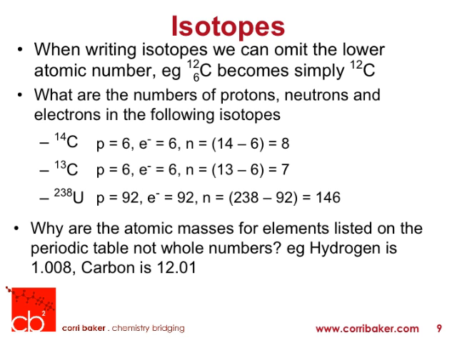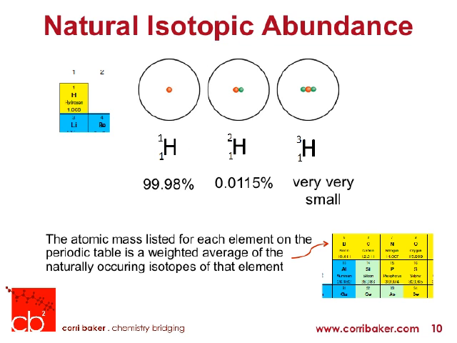So here's a little question. Why are the atomic masses for elements listed on our periodic table not whole numbers? For example, hydrogen is not just 1 and carbon is not 12, it's 12.01. Well, we have to remember that in nature, there are small amounts of these other isotopes, so for carbon, there are small amounts of carbon-12, carbon-14 and carbon-13. And those small amounts contribute to the average mass. So this average mass that we see on the periodic table is just the average of all of the naturally occurring isotopes. So that's why the mass of carbon is slightly higher than 12. It's 12.01. That's because of the contribution of those other isotopes that are present in nature.